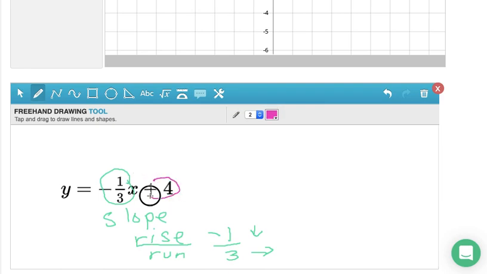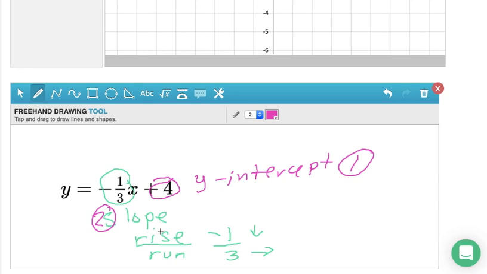Okay, so we're going to start at the y-axis at positive 4. This is a positive. So we're going to start here at a y-intercept of positive 4. And then next, we're going to come over here and we're going to rise negative 1. We're going to go down 1 and right 3.